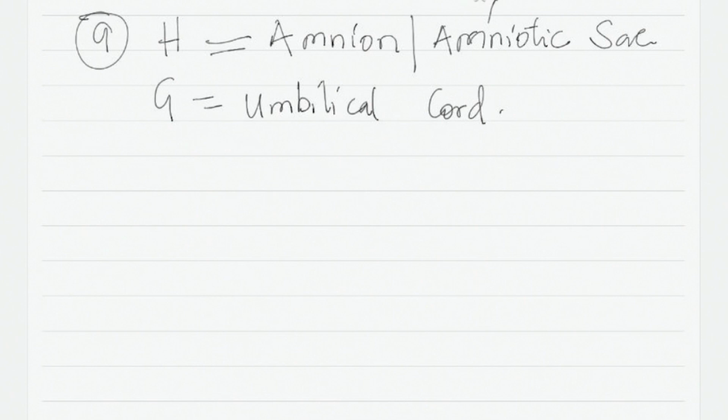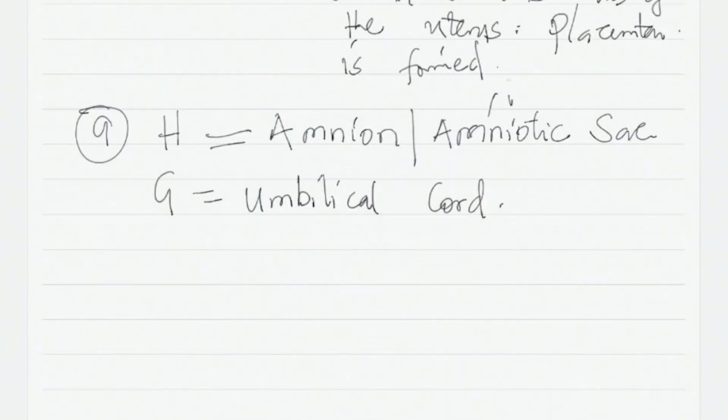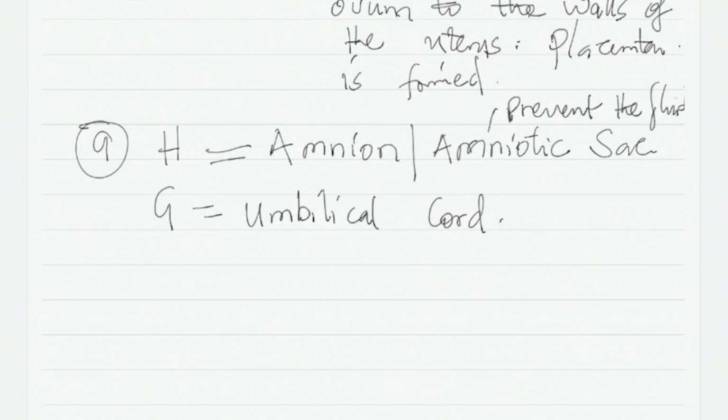One, to prevent the fluid from leaking. The fluid inside the baby, which is the amniotic fluid, is not supposed to leak, so it has to be protected by the amnion or the amniotic sac.